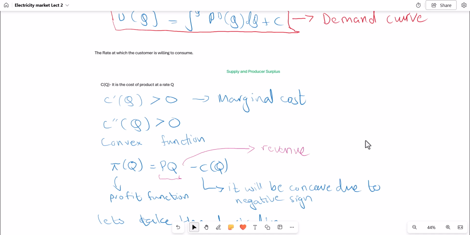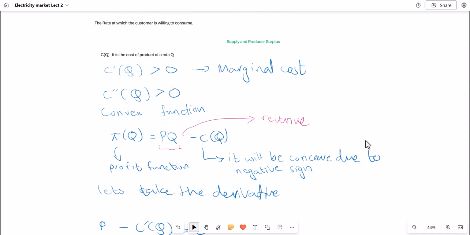Then you will ask why the second derivative is greater than 0. This is because, for example, if you completed your production for that given time, then you are told that again we want more electricity from you. Of course it will cost even more, so you can remember these terms in that way. And basically the cost function is a convex function.